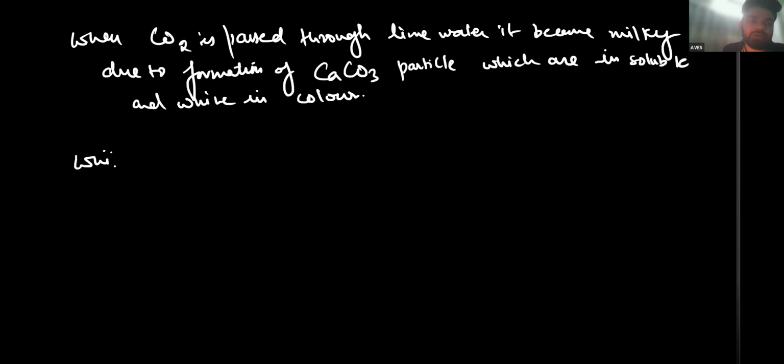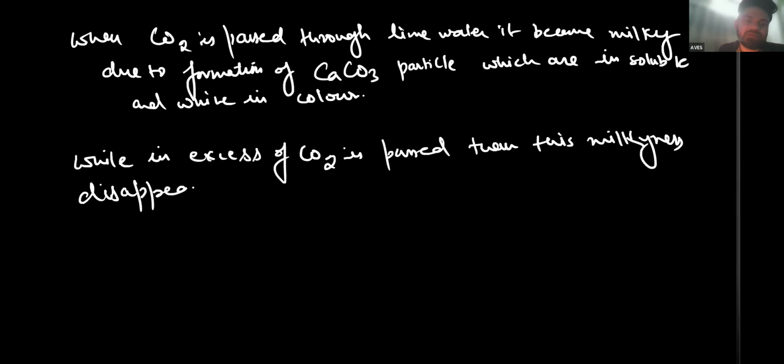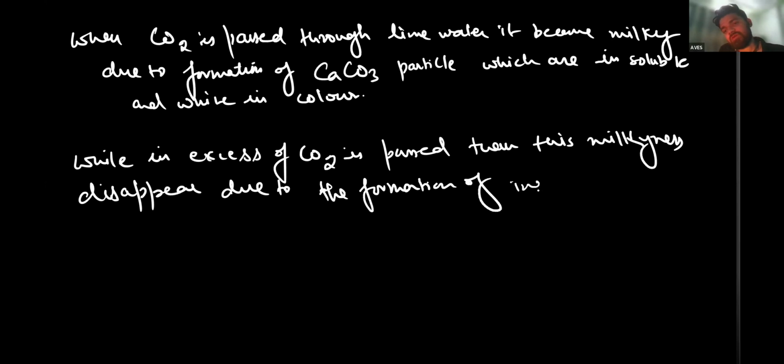While when excess CO2 is passed, then this milkiness disappears due to the formation of insoluble, sorry, due to the formation of soluble calcium hydrogen carbonate. The formula for calcium hydrogen carbonate is Ca(HCO3)2.